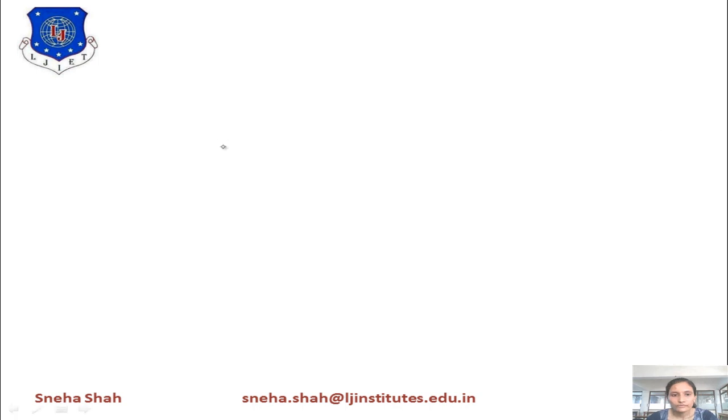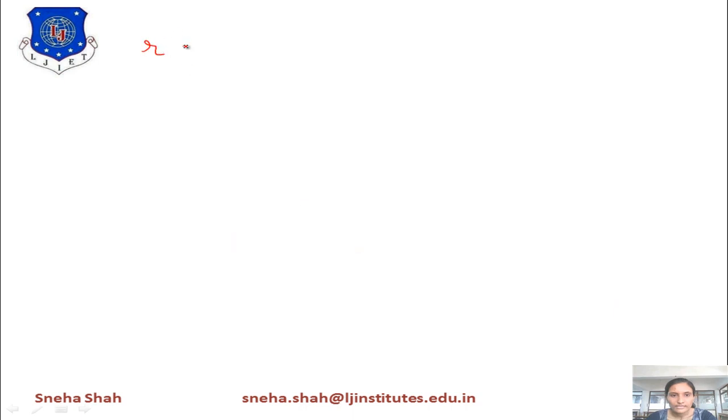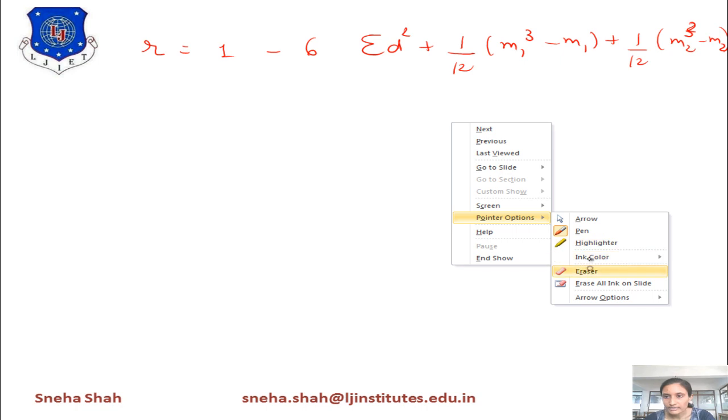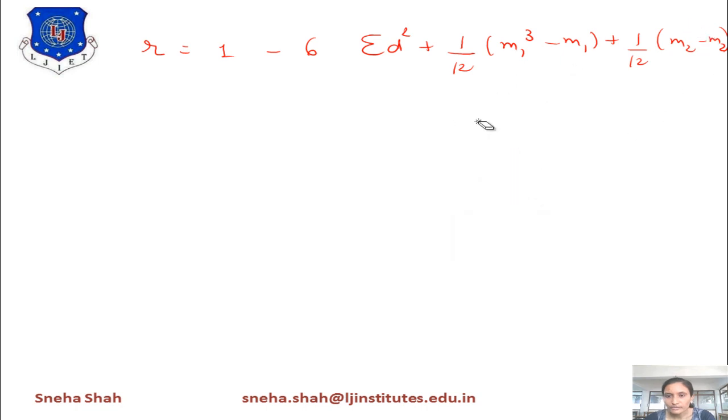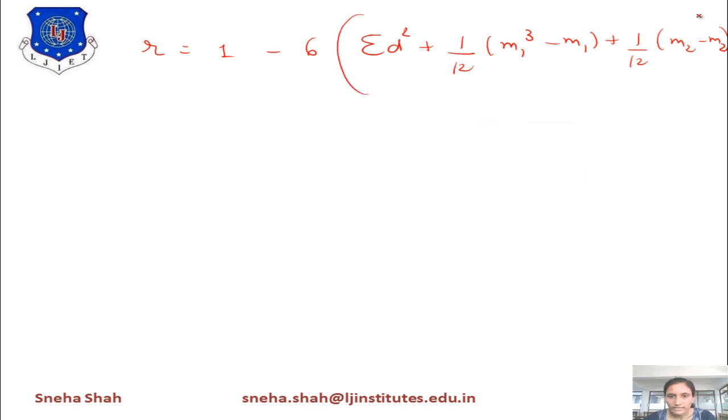Now to find the rank correlation coefficient, it is written like this: 1 minus 6 times summation d square plus 1 by 12 times m1 cube minus m1, plus 1 by 12 times m2 cube minus m2, divided by n into n square minus 1, right? Now from where does this equation come? Because many repeated terms are there, we use this equation to find the rank correlation coefficient.